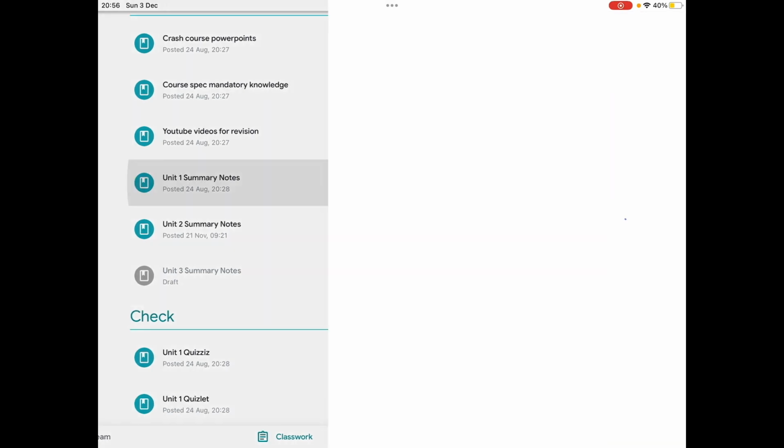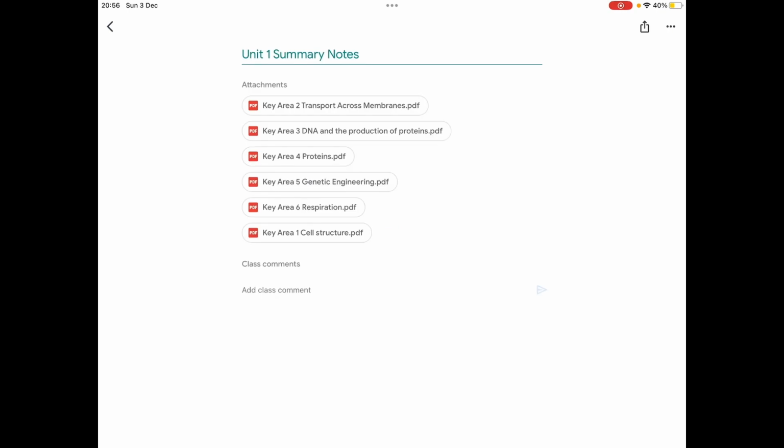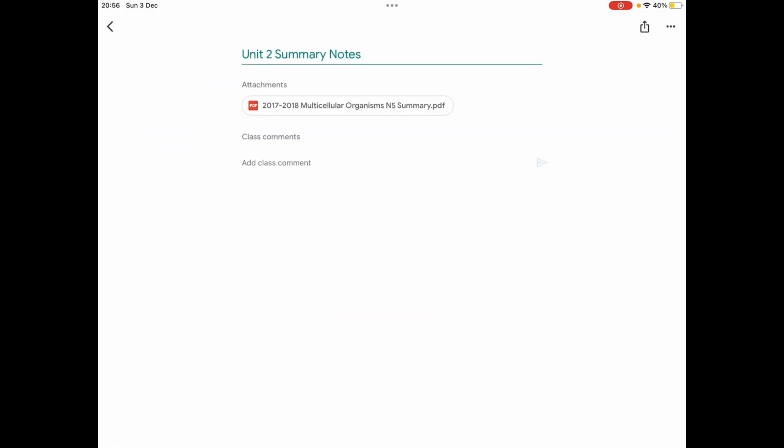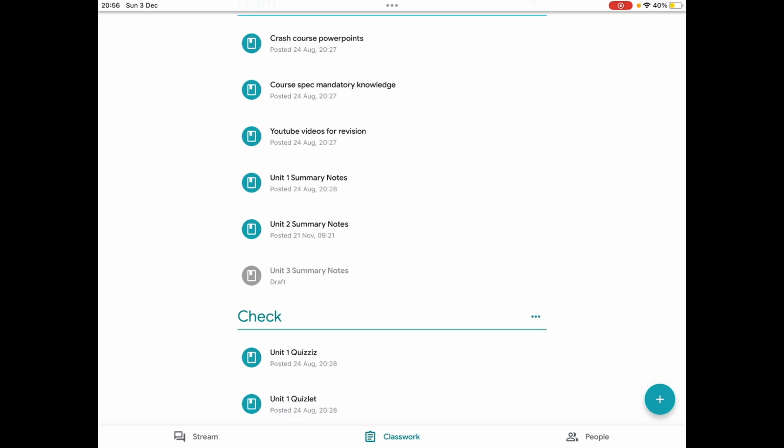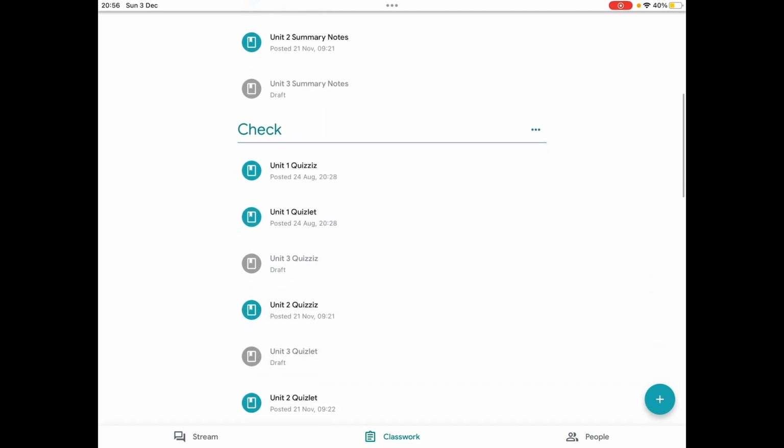Okay, so if I click on the Unit 1 summary notes, for example, you can see that it covers all the different key areas as separate topics. And for other units, I think Unit 2, it's all together. Okay, so either way it covers them key area by key area, or it's the full unit, again with chapters in it. You can see that Unit 3 is greyed out at the moment, and that's because none of our National 5 classes have yet gone to Unit 3. I'm looking at the teacher view here, so you guys wouldn't see that.